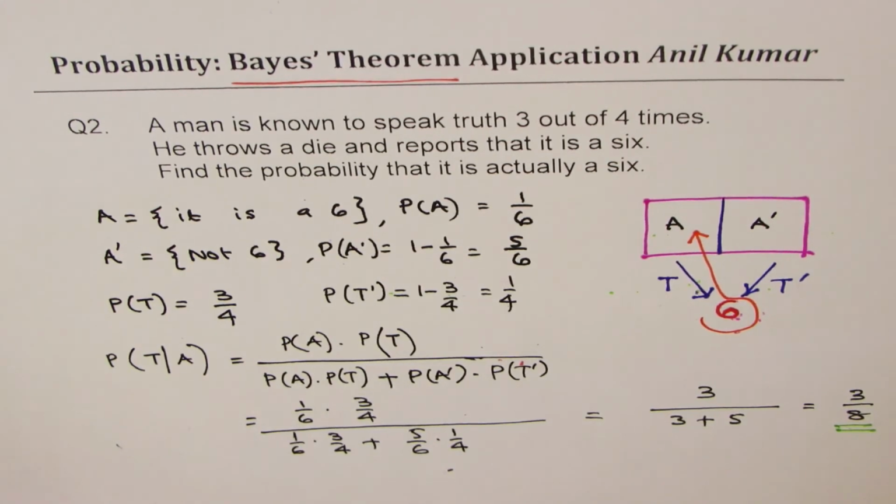So I hope you understand and appreciate when Bayes' theorem can be applied. It is a case where the sample space can be divided into a number of events which are disjoint events, and where we are trying to find or trying to relate the result with its source, as we did in these two examples. So I hope the concept is clear.